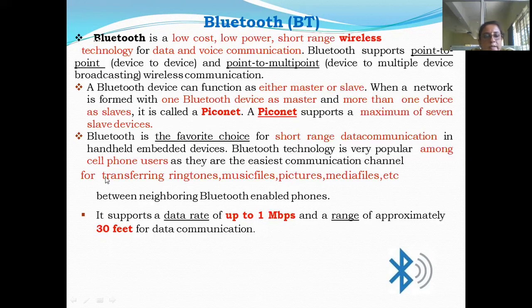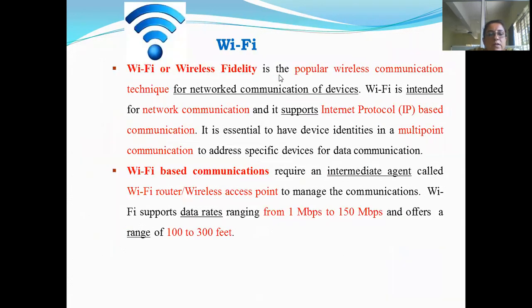So that is one of the examples. It is in the cell phone. It is used for data transfer, right? And it gives a data rate of up to 1 megabit per second and 30 feet for the data communication. So next we have Wi-Fi.